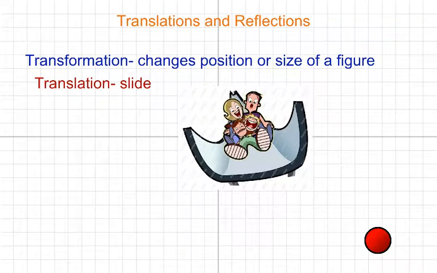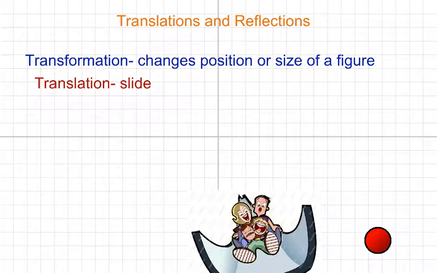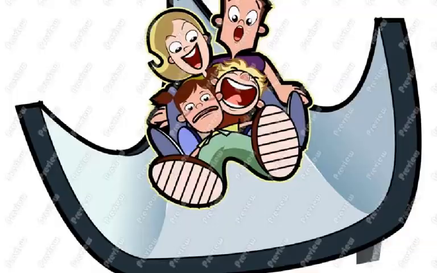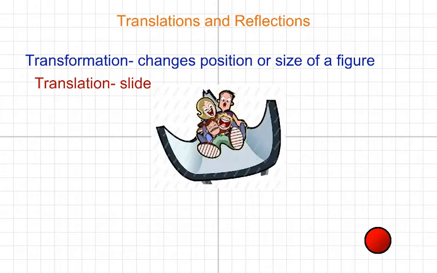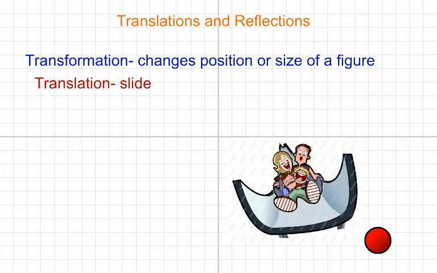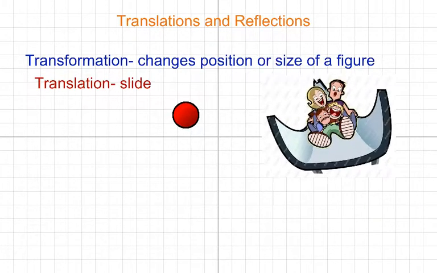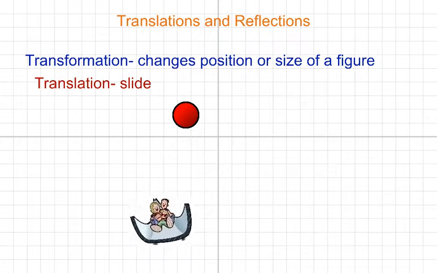So translation is like a slide, and that's when a point, a segment, or a polygon or a figure is going to just slide over to another position. So imagine a point just sliding over, or people on a slide sliding on over.